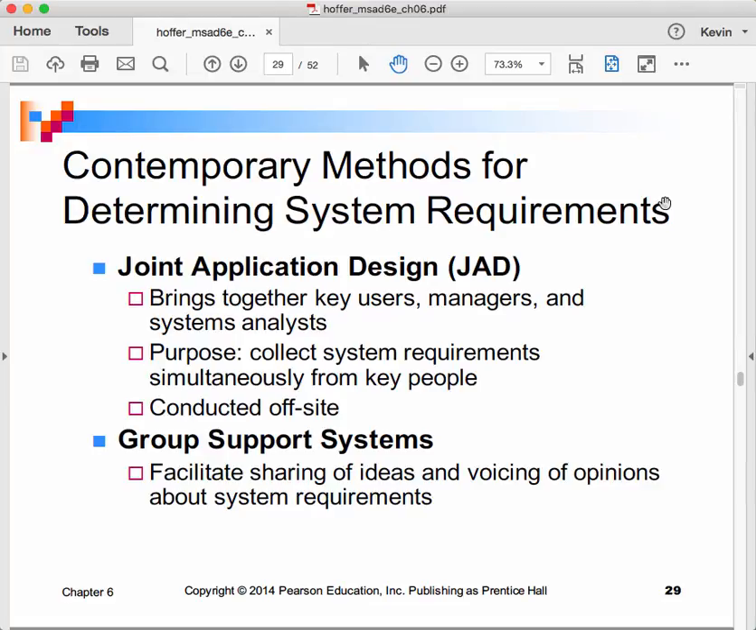Okay. What other approaches could we have to determining requirements? Well, there's been an approach, it's been hanging around since the 70s, so that's quite a while, that's 40 years, invented by IBM called Joint Application Design. And it's a group process. It brings together key users, managers, and systems analysts. The purpose is to collect system requirements simultaneously from key people.